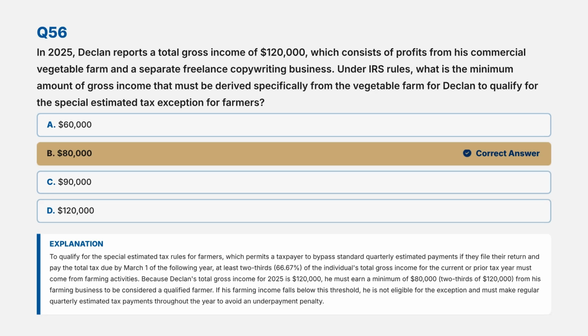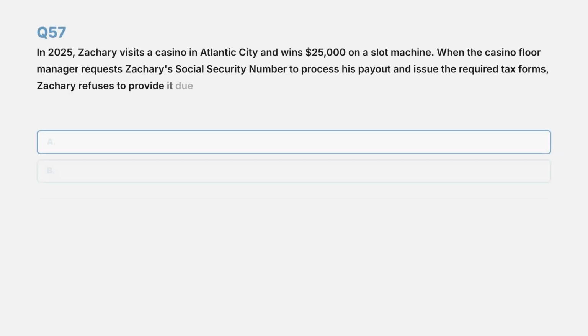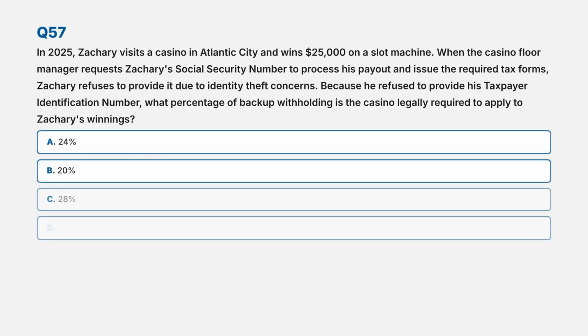Excellent. Let's move on to question 57. Question 57. Here's the scenario. In 2025, Zachary visits a casino in Atlantic City and wins $25,000 on a slot machine. When the casino floor manager requests Zachary's social security number to process his payout and issue the required tax forms, Zachary refuses to provide it due to identity theft concerns.